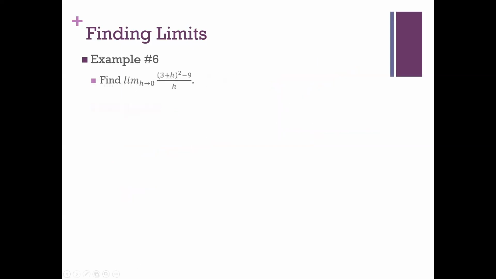All right. How about this guy? Clearly, I cannot rely on what the value of this function is when h is equal to 0. This one might be a little more cryptic as to how we attack it. Anybody have any ideas?